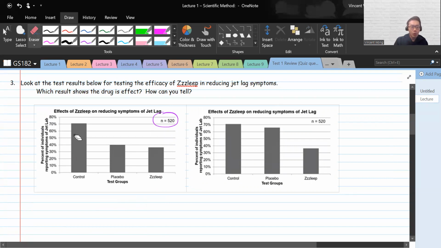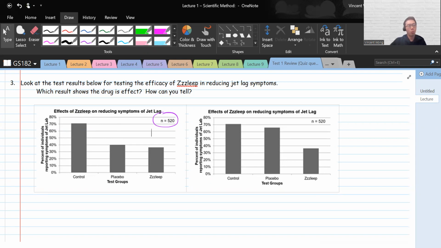So we have the control group here, and 70% of the people experience jet lag. When you give them the placebo, only 40% reports symptoms of jet lag. And then when you give them the experimental drug, also roughly about 40% of the people experience jet lag. So based on this result, is the drug effective or not? This is something we talked about before, but does anybody want to give it a shot? Is the drug effective or not? Why?